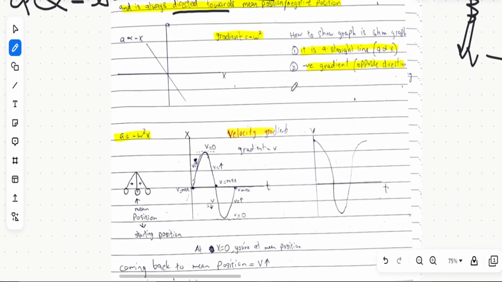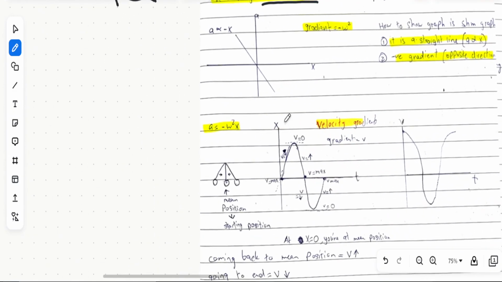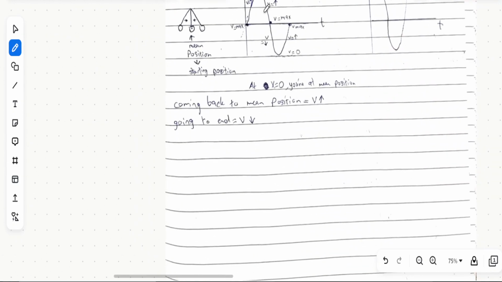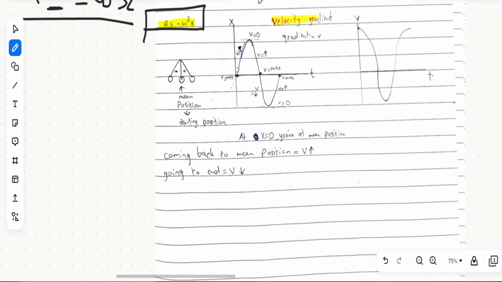Now, the only thing that you need to know is this formula right here, that acceleration is equal to negative omega squared times my displacement. This is one formula that you need to know. And the other thing that you need to know is what is happening to your velocity.